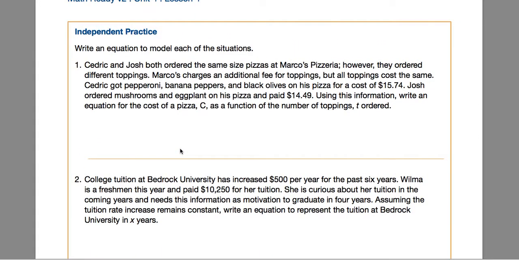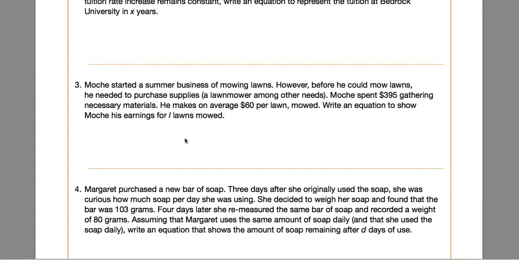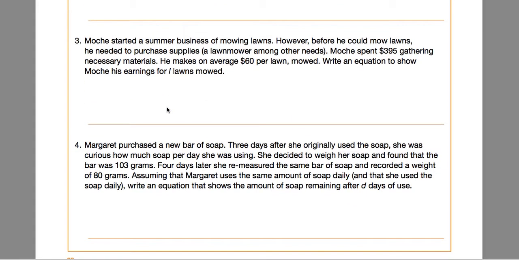You need to look at this independent practice. We did this one in class. If you want to pause the video and read that. But it essentially means that his earnings is going to be $600 per yard he mows, but you have to subtract out what he spent on his materials. So I would ask you to give me something like this off of a word problem. And that's just giving the equation and then moving on.